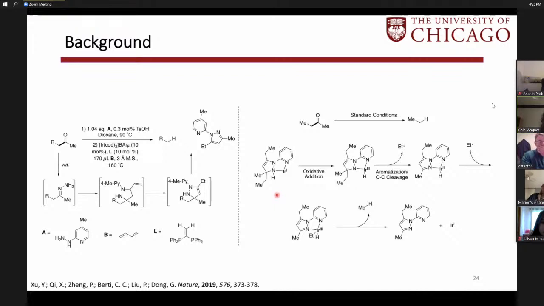So iridium can oxidatively add into this NH bond, and then that can do a similar transformation to what we proposed, where there's just a single electron transfer to aromatize this, and then break a CC bond to get this radical, and this radical can then recombine with the iridium to get iridium-3, and then just do a traditional reductive elimination step to get the product. Also, this should be ethyl, not methyl. So we proposed something similar could be happening here.